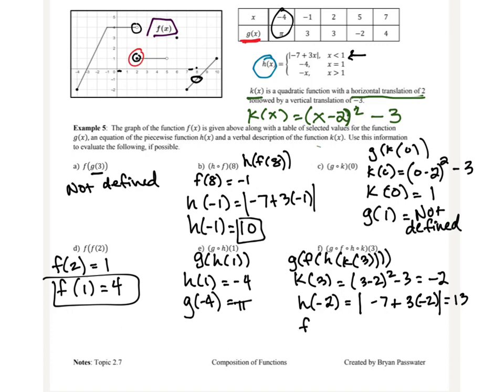Okay. So now f of 13 is, my graph stops at 10. So f of 13 is not defined. Thus, g of f of 13 is not defined. End of story. We're done.